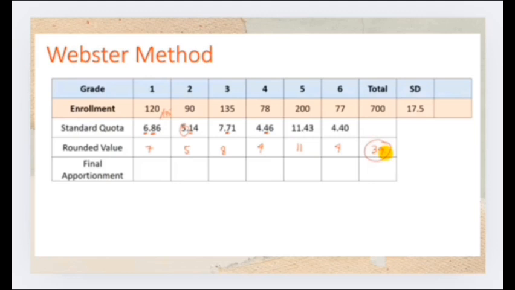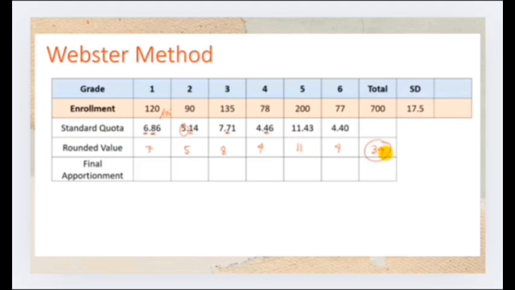Okay, so, yung enrollment, di ba? Paano natin naman nakuha yung standard quota? Okay, so, yung enrollment which is 120, i-divide natin sa standard divisor. Okay, so, 120 divide 17.5 is 6.86. So, yun yung magiging standard quota mo. Okay, yung grade 2, 90 divide 17.5 is 5.14. Okay, yan siya. Okay, so proceed tayo sa rounded value.